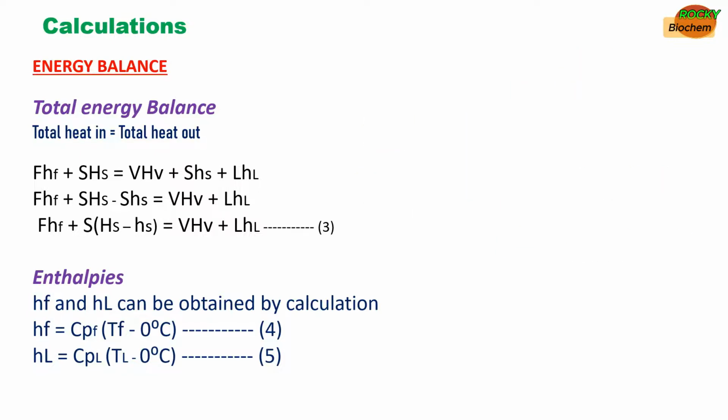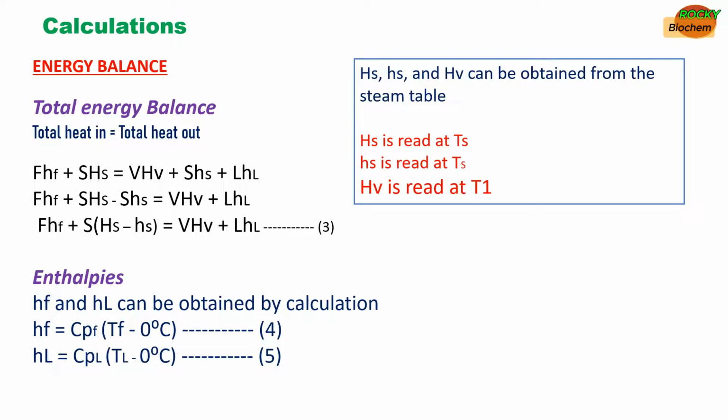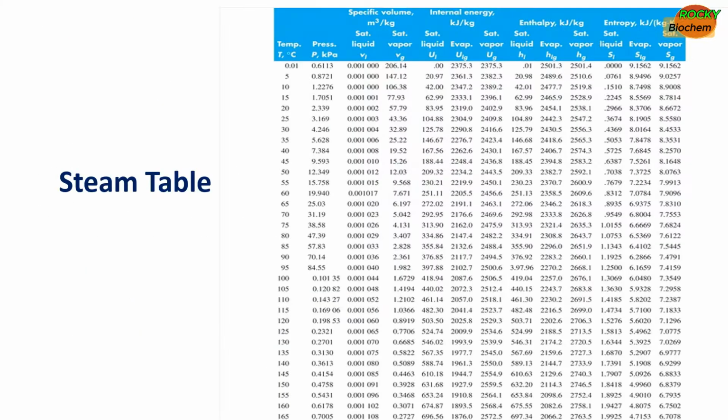So as I said, the enthalpies of the incoming steam, the vapor exiting, and then the saturated liquid, we can directly get them from the steam table. So we don't need to worry about that. This is how the steam table looks. You just have to look at the temperature given to you. So if, let's say, the temperature of the incoming steam is 60, you just have to check and then read from the saturated vapor column.